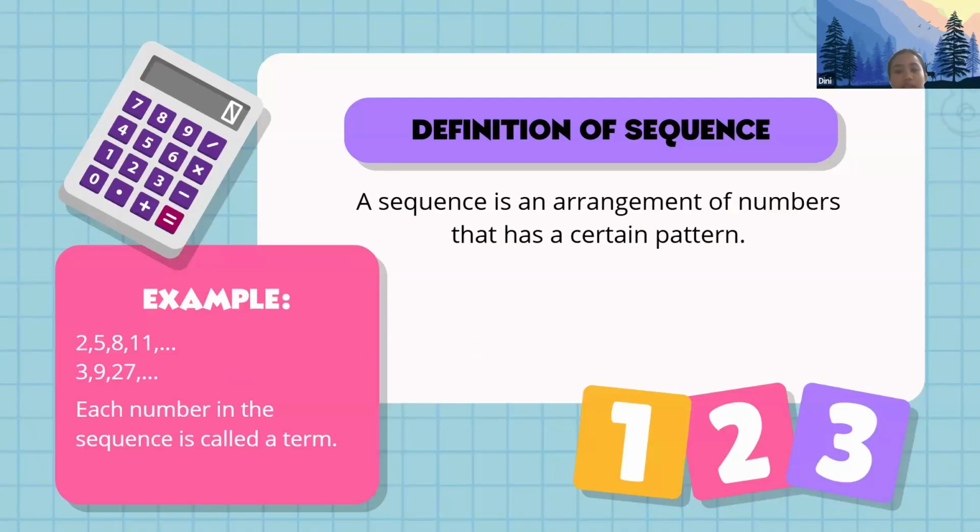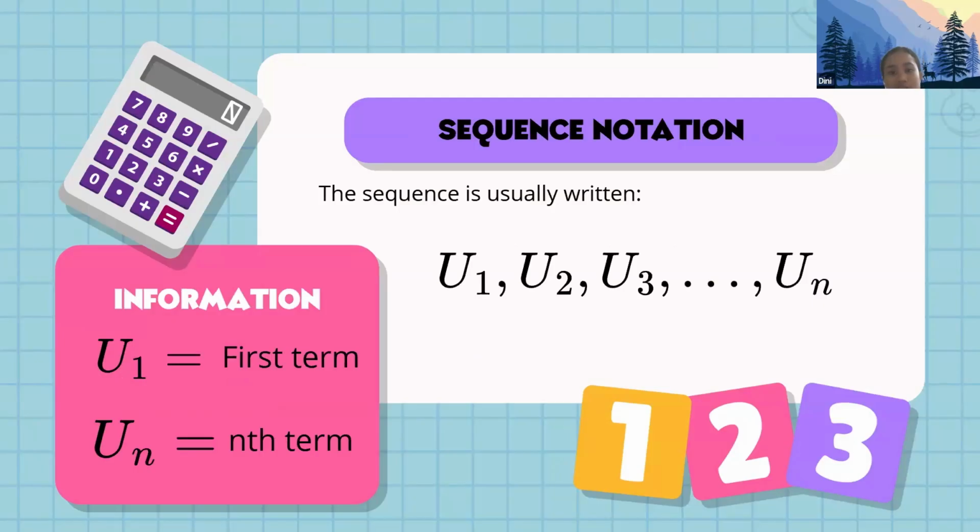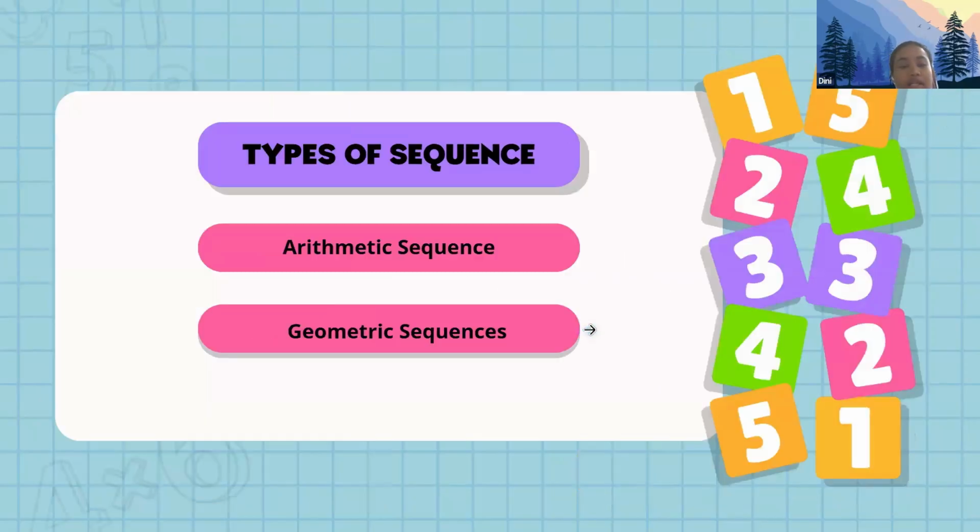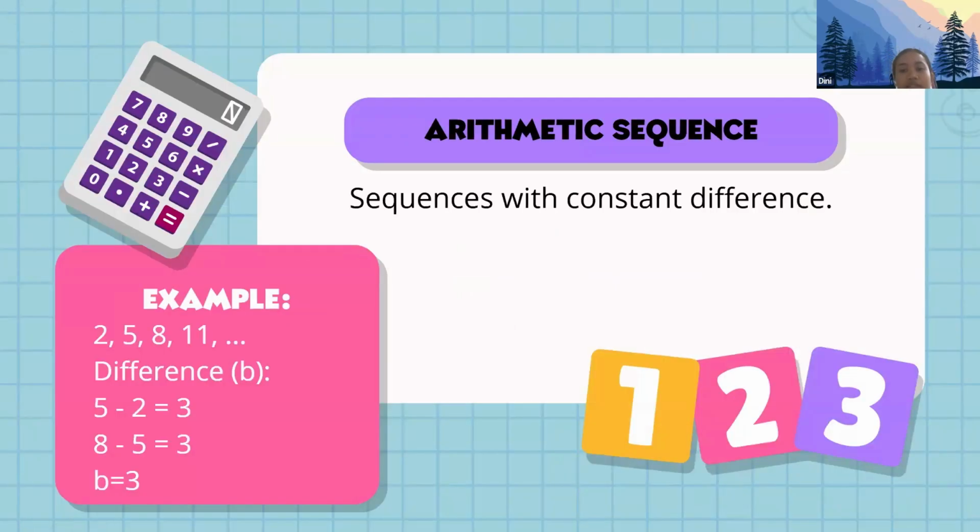Next, the sequence notation. The sequence is usually written term 1, term 2, term 3, until term n. And sequences have two types: first, arithmetic sequence and geometric sequence. The definition of an arithmetic sequence is a sequence with a constant difference. For example, you can see this.